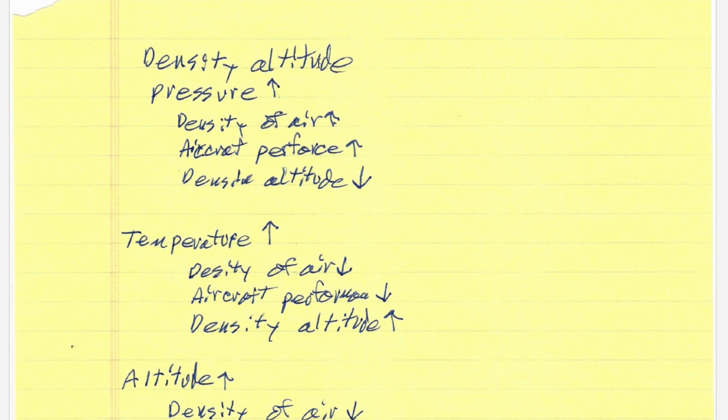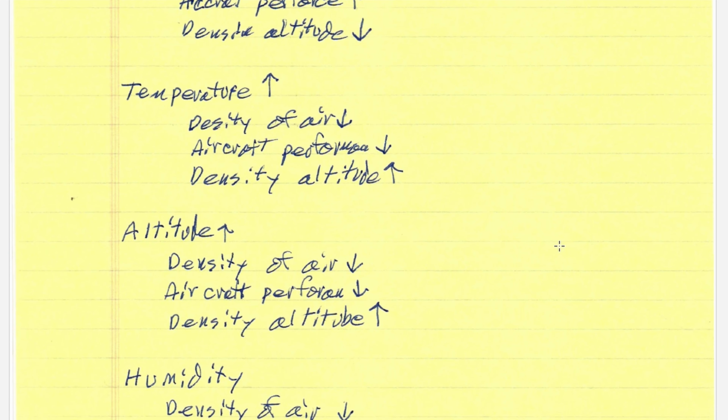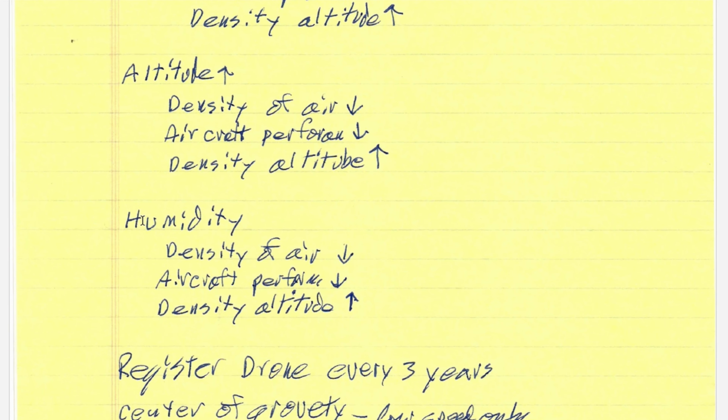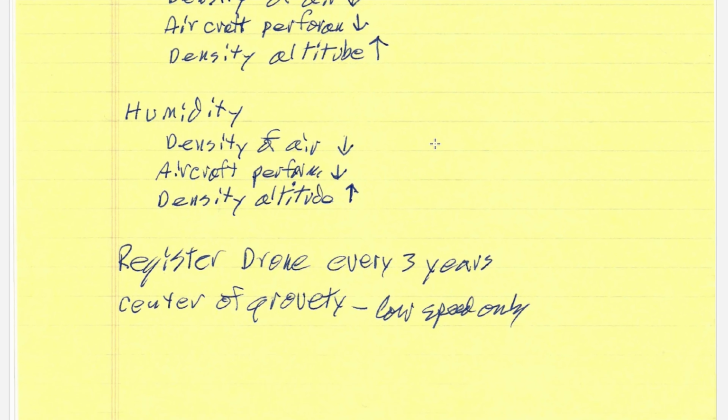Density altitude. When the pressure goes up, the density of the air goes up, aircraft performance goes up, the density altitude goes down. If your temperature goes up, the density of the air goes down, aircraft performance goes down, the density altitude goes up. It's basically common sense. Humidity: density of the air goes down, aircraft performance goes down, density altitude goes up. You must register your drone every 3 years.